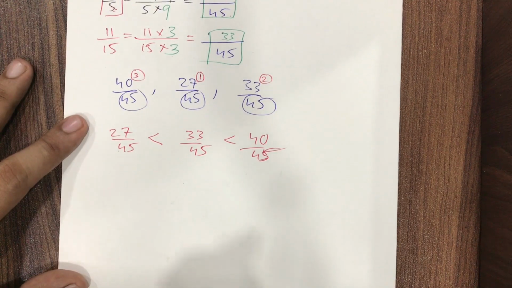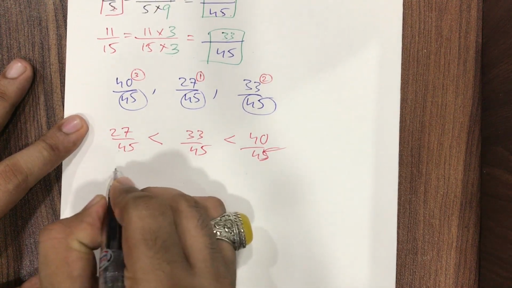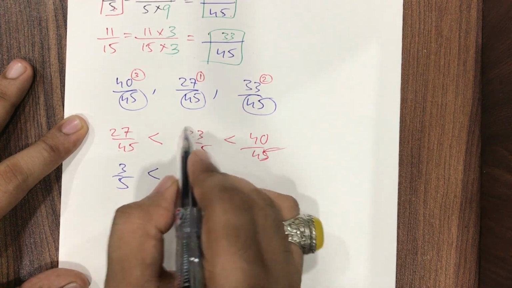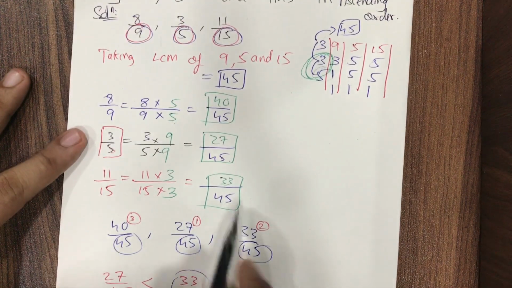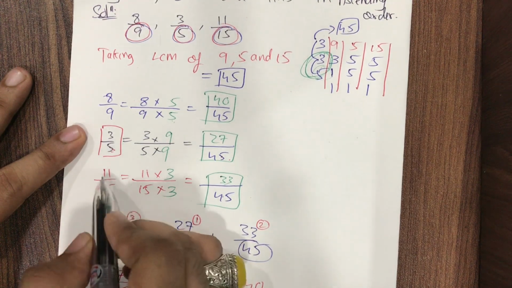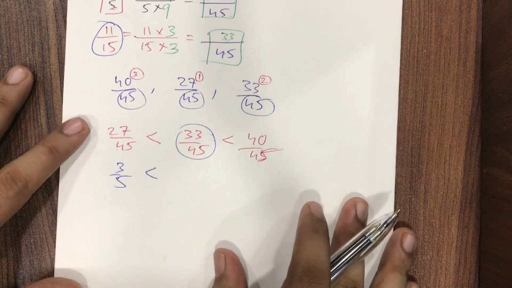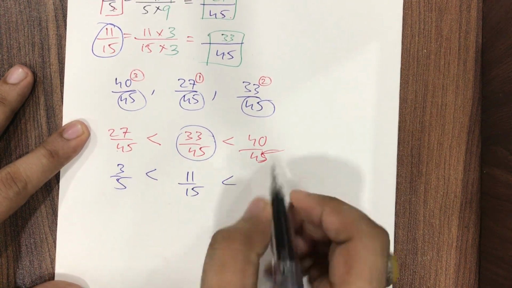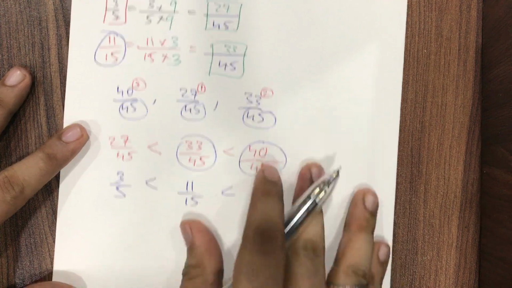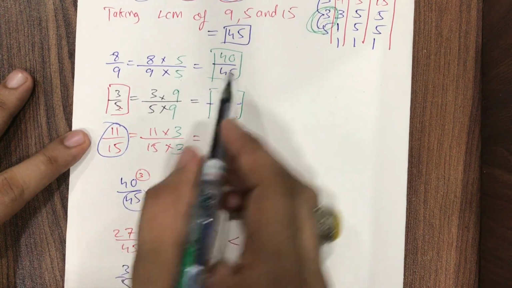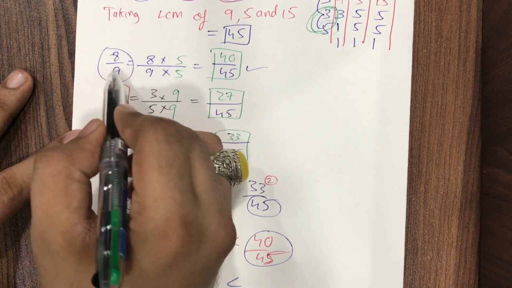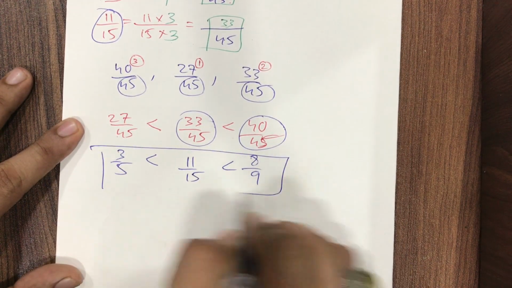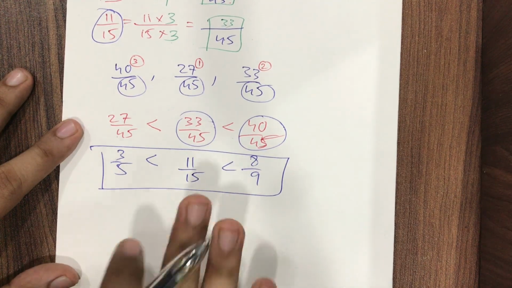So here I'll copy, in place of 27 upon 45, 3 upon 5. The same less than sign is copied. From where did we get 33 upon 45? We got it from 11 upon 15, so in place of 33 upon 45, I'll write 11 upon 15. The same less than sign. 40 upon 45 we obtained from 8 upon 9, so I'll write 8 upon 9. This is your answer, but will you call this your final answer?